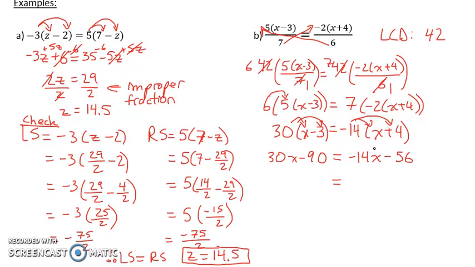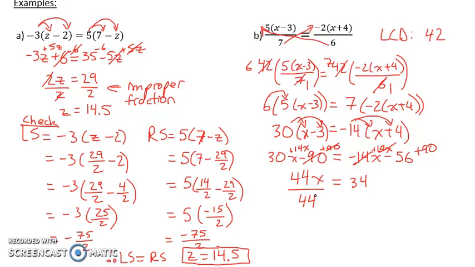So now we gather like terms together. I'm going to add 14x to both sides. Again, it doesn't matter what side you bring your x's to. Generally, I like to bring it to the left, but I won't always do that. That's going to cancel out the negative 14x from the right side. And then I'm going to add 90 to the left side. That's going to cancel out the 90 there. And then I'm going to do the same thing to the other side. So it's going to give me 44x, and then negative 56 plus 90 gives me a total of 34.